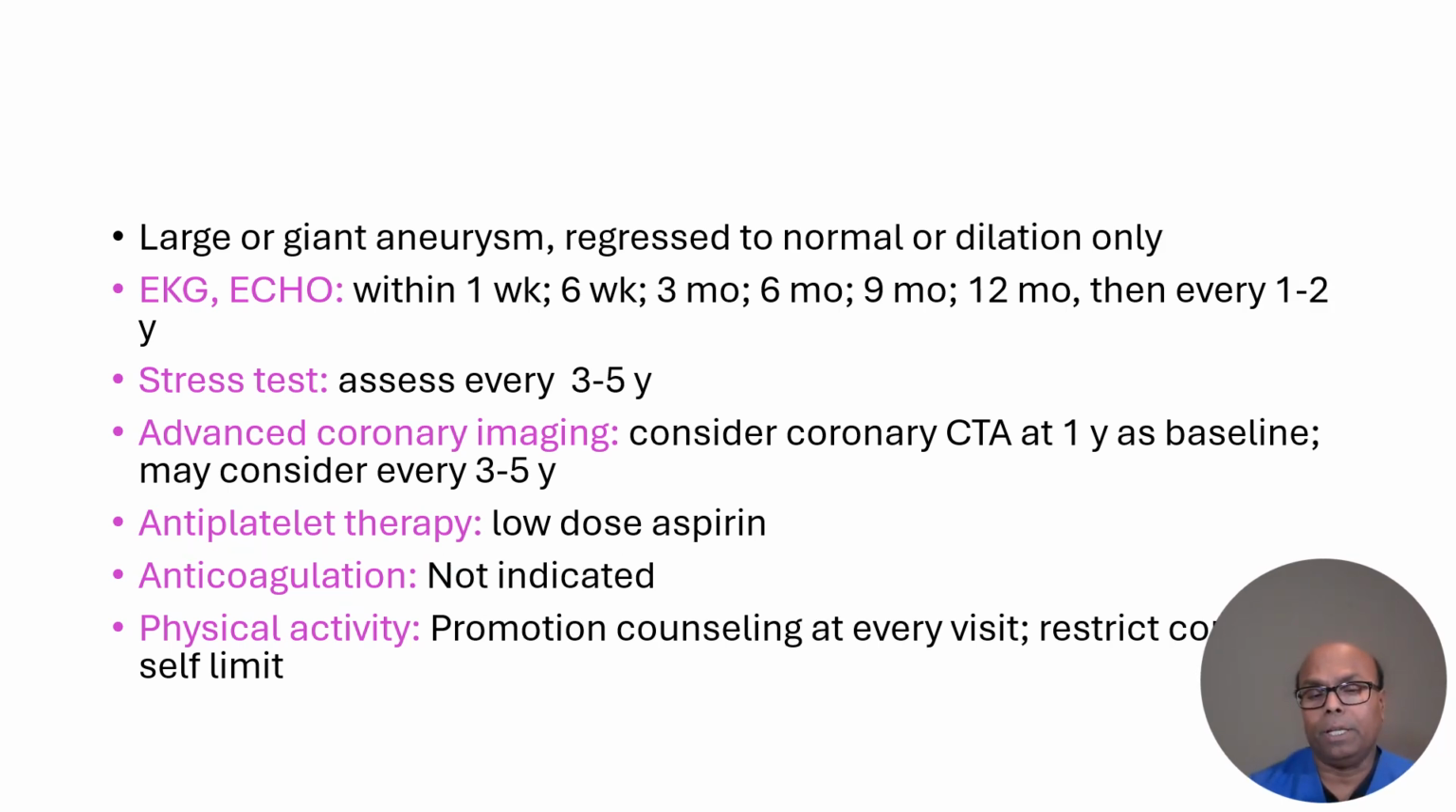The final subcategory is large or giant aneurysm regressed to normal or dilation only. These patients need to have echo within 1 week, 6 weeks, 3 months, 6 months, 9 months, 12 months, then every 1 to 2 years. Stress test every 3 to 5 years. CTA at 1 year as baseline, consider every 3 to 5 years. This patient needs just low dose aspirin. Anticoagulation is not needed, and promote counseling at every visit and restrict contact with self-limit.